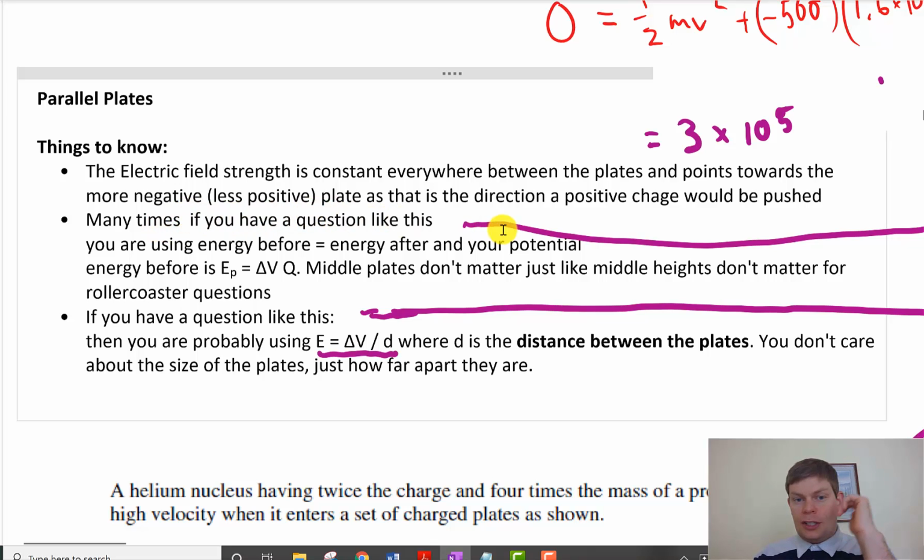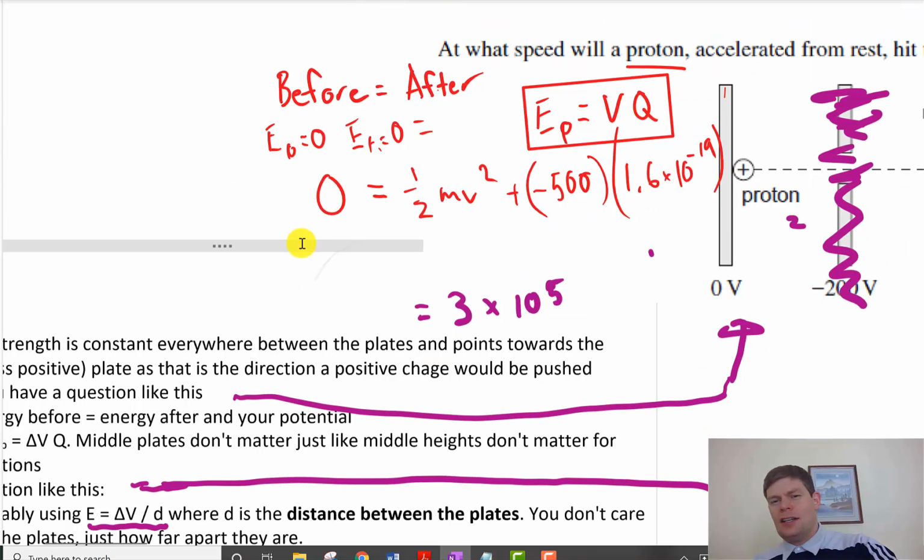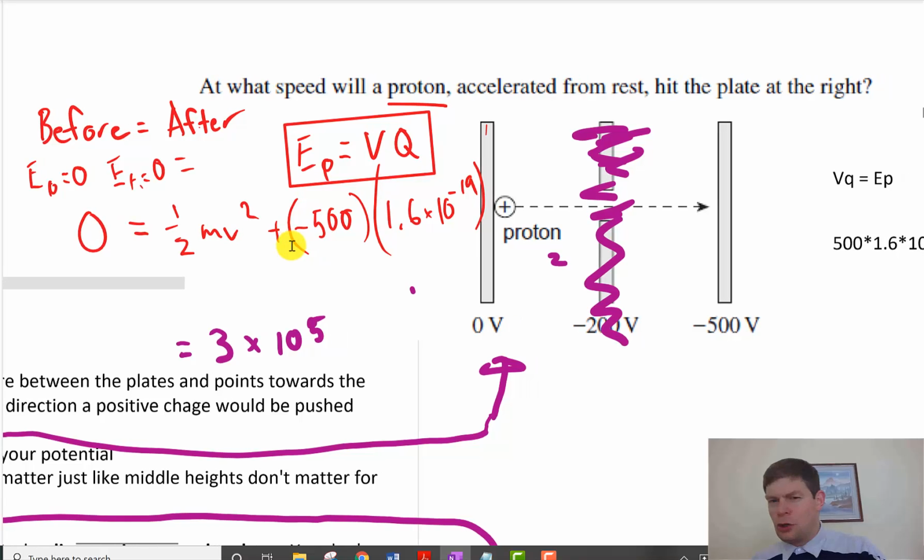If you've got a question like the one we were just talking about, you're using energy before equals energy after, and your potential energy is your voltage times your charge. You can also just use change in voltage, because that's really what you're interested in. If you found the change in potential energy, you can set things up pretty much like a before equals after, roller coaster style question, only instead of mgh right now, we've got VQ.